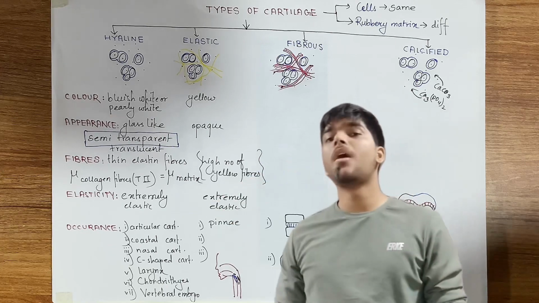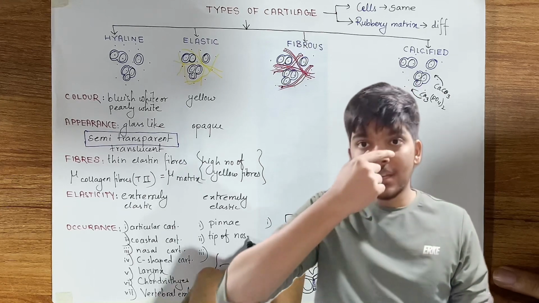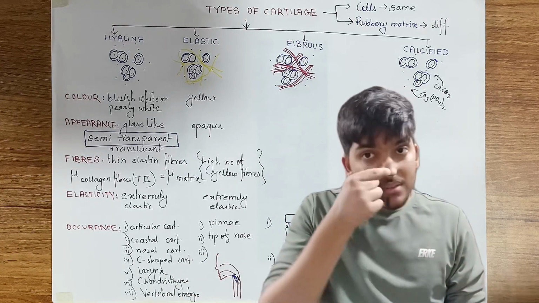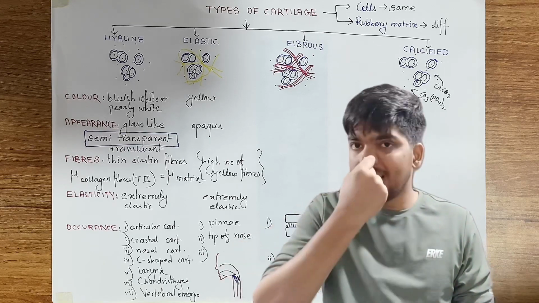Not only that, it is also found at the tip of the nose. All the cartilages of your nose are made up of hyaline cartilage, except the tip. This tip, which is highly bendable, is made up of your elastic cartilage.